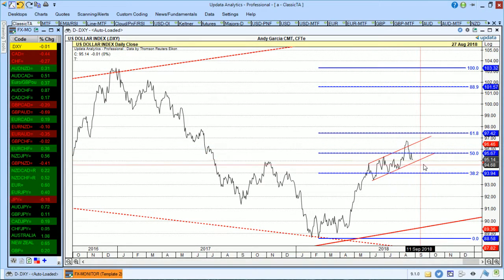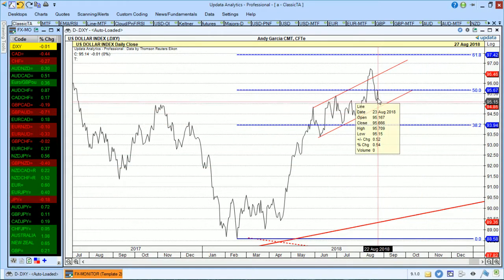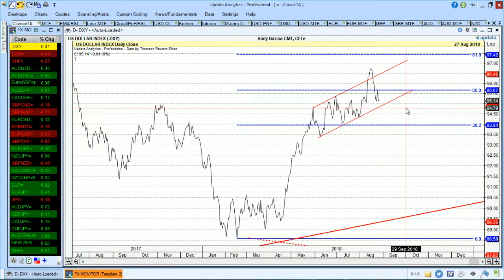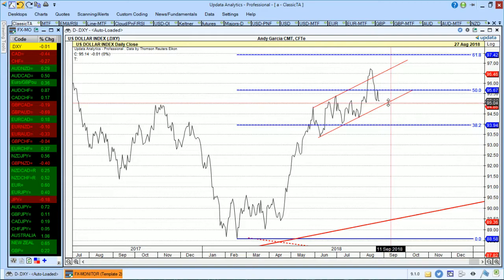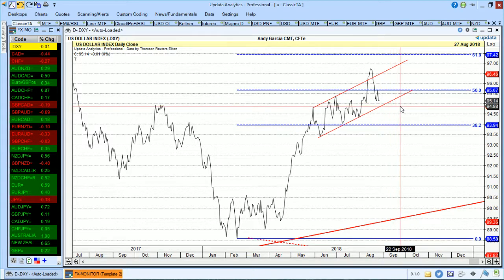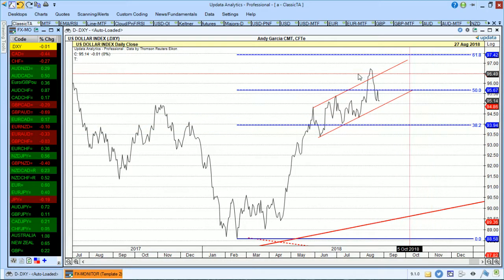The market is coming back down, and in fact over the past couple of weeks it's been using it as resistance. What I'm looking for is to see if this market can actually break down below this lower channel line here, and then get going to the downside.